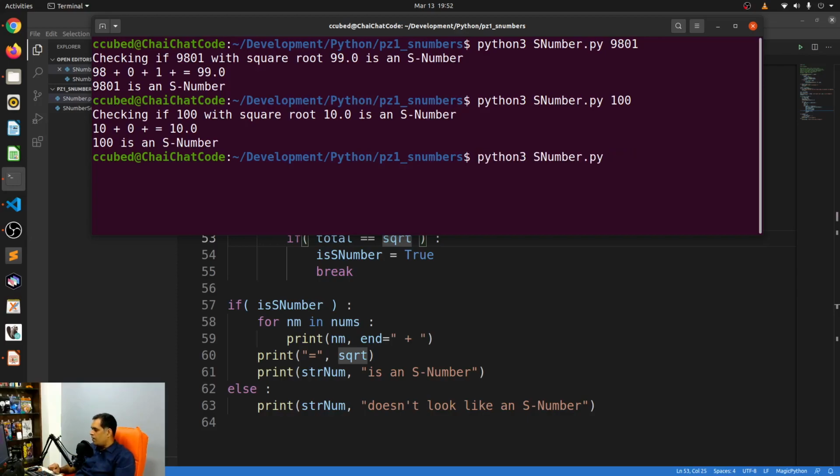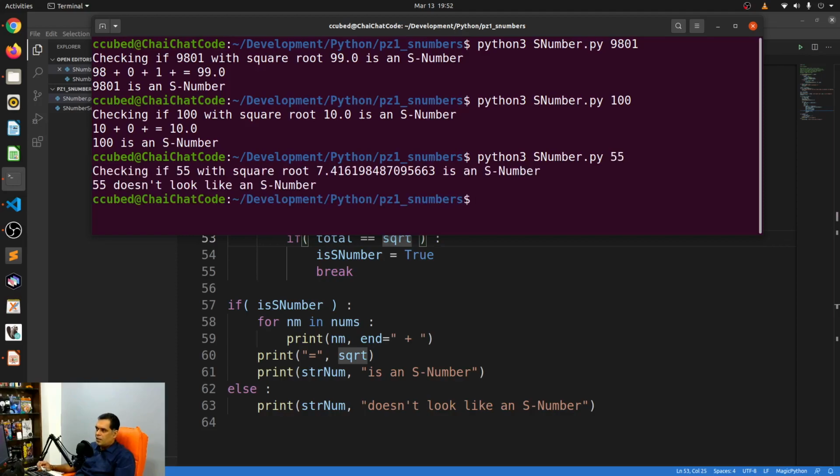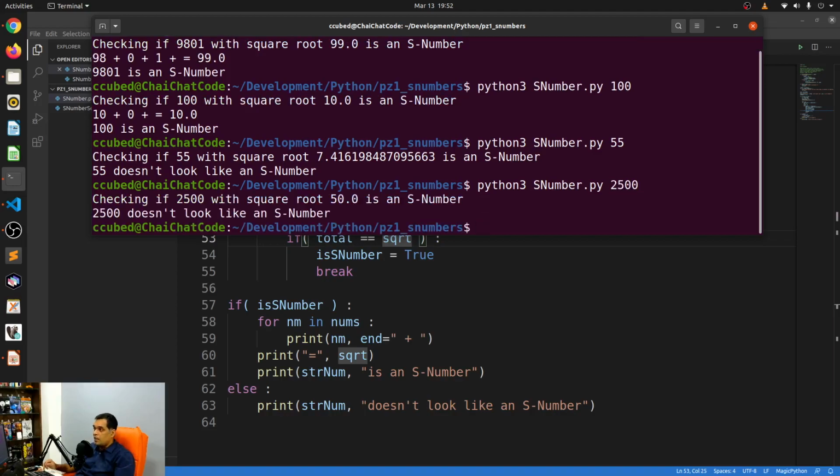And if I gave, let's say, 55, it doesn't look like an S number, because first of all, it's not the same. But let's see if I did 2500, it doesn't look like an S number, even though 2500 has a very even square root.